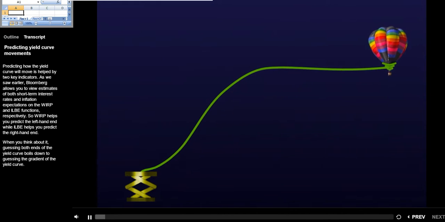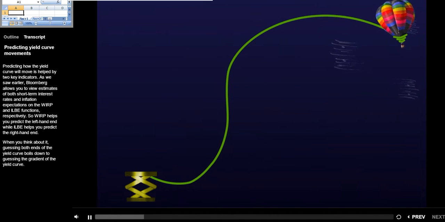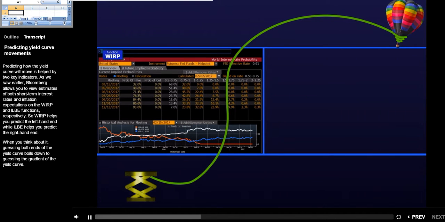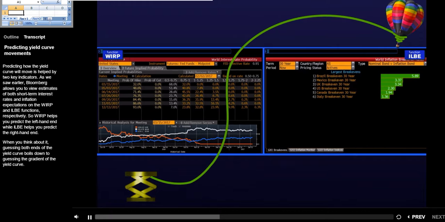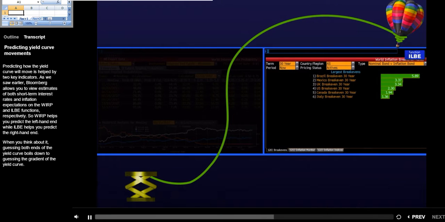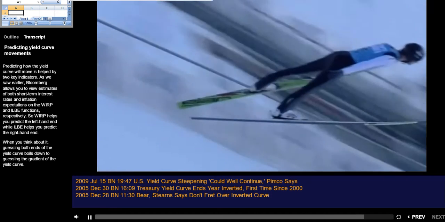Predicting how the yield curve will move is helped by two key indicators. As we saw earlier, Bloomberg allows you to view estimates of both short-term interest rates and inflation expectations on the WIRP and ILBE functions, respectively. So WIRP helps you predict the left-hand end, while ILBE helps you predict the right-hand end. When you think about it, guessing both ends of the yield curve boils down to guessing the gradient of the yield curve.